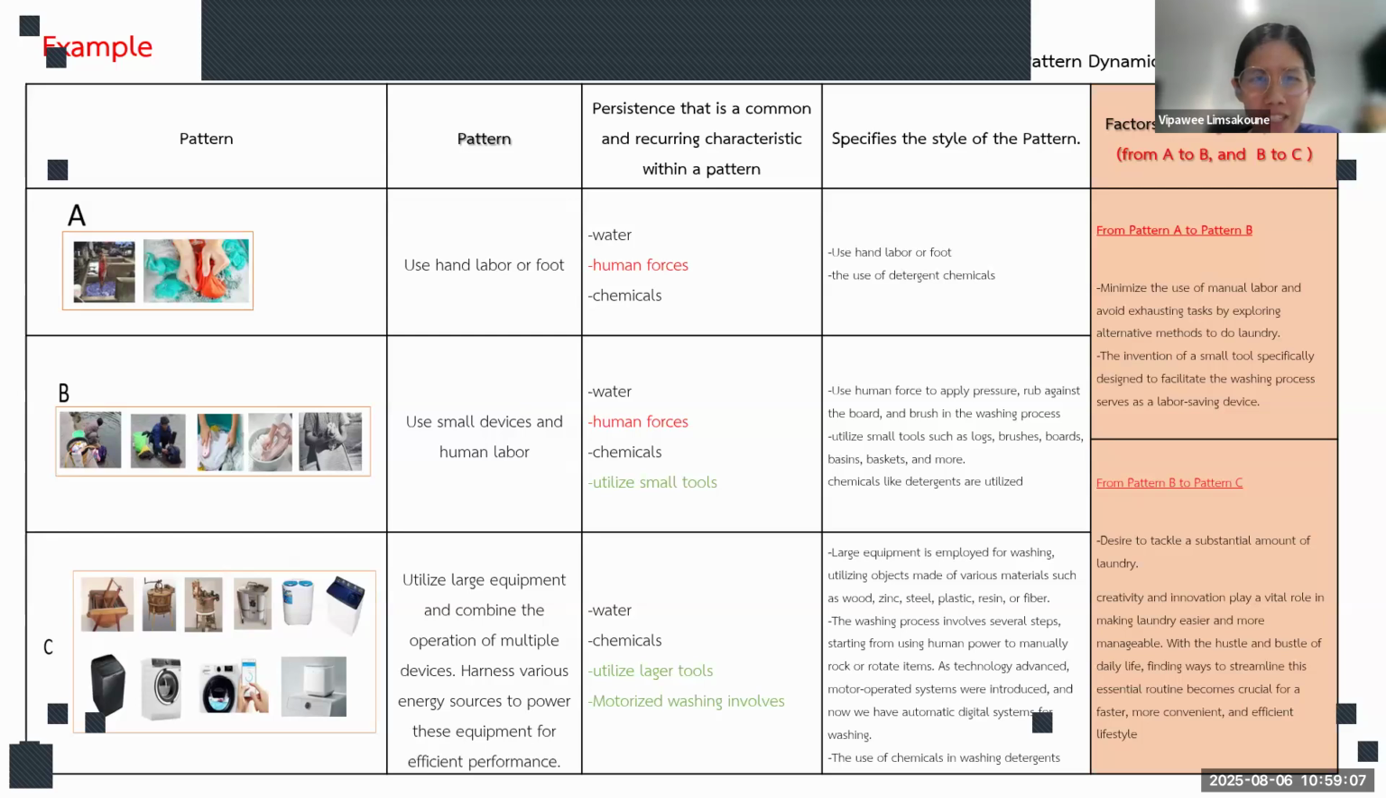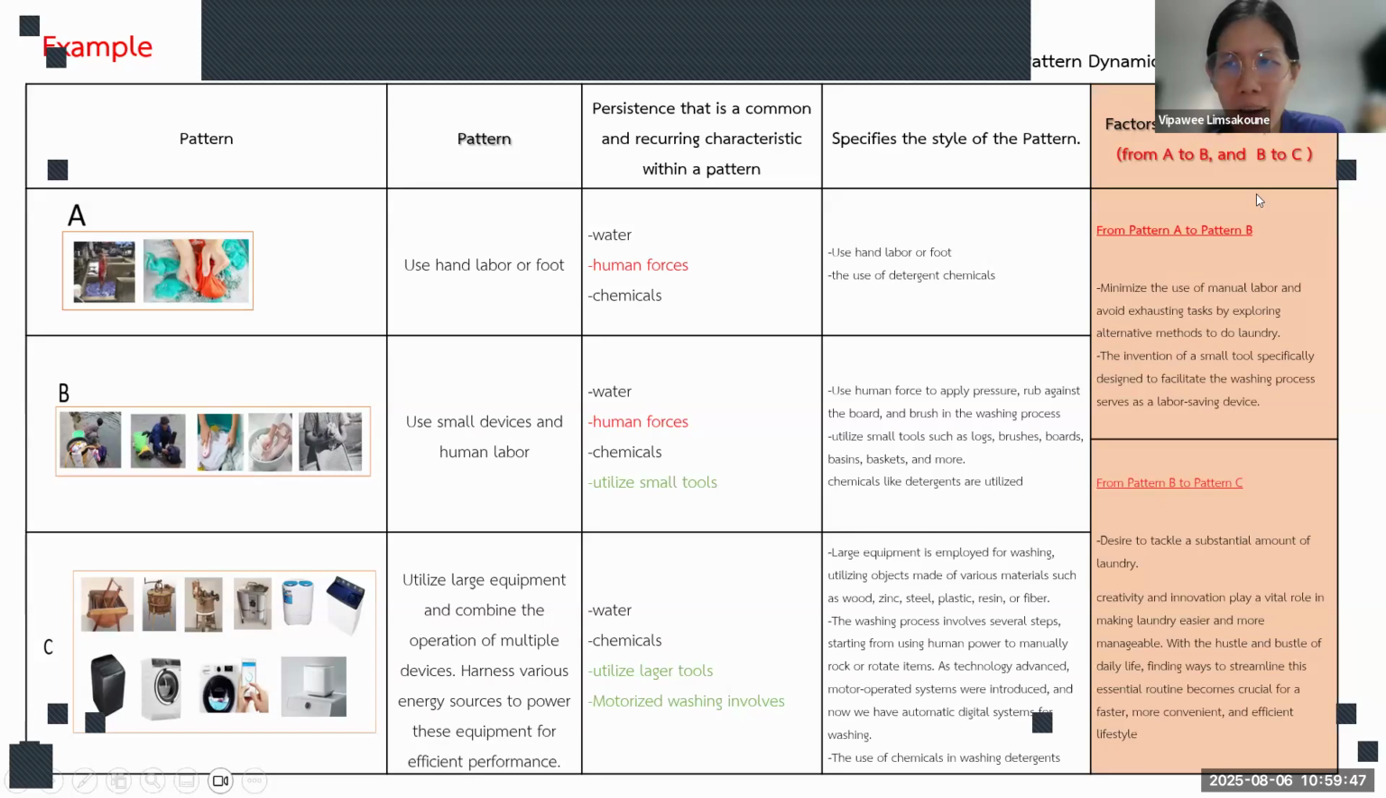So the overall picture of this activity today: you will receive a blank form of this table, okay? And then you need to find a picture for each pattern. You type the picture and the pattern name, but you need to do it as a group of 10, right? So you might have to plan first. I suggest you plan who is going to be responsible for which part, okay? And then you analyze them.